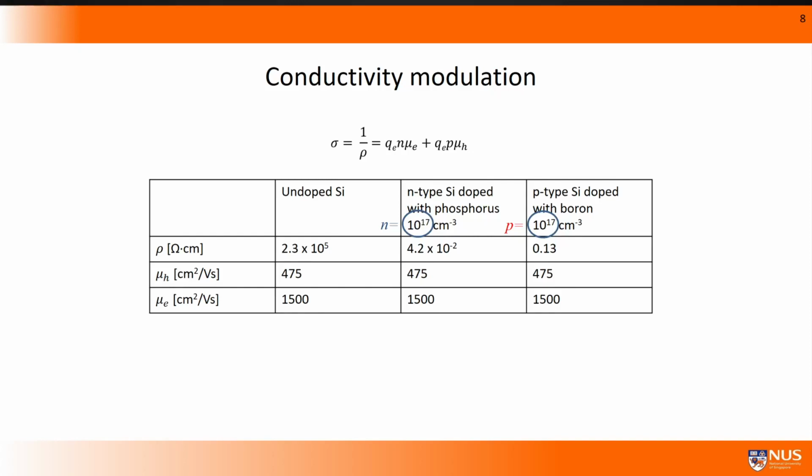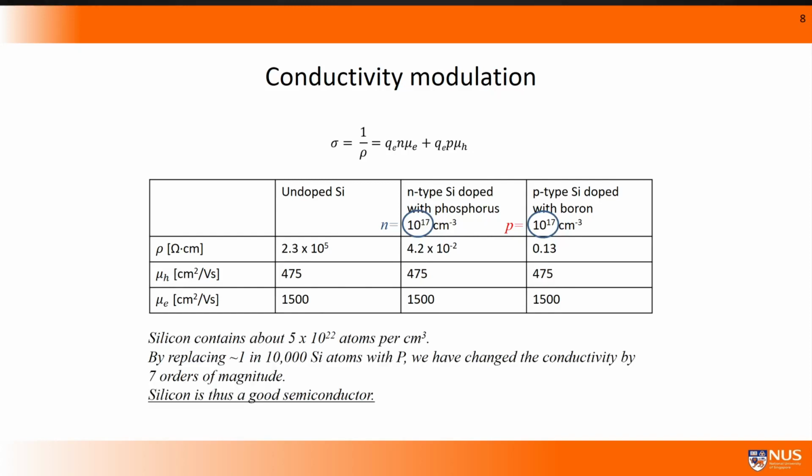Silicon without the phosphorus atoms had a resistivity of 10 to the power of 5 ohm centimeters. But when I added only 10 to the power 17 phosphorus atoms to the crystal, the resistivity dropped down to 0.042. In other words, I've changed the conductivity of the silicon by 7 orders of magnitude by just adding a tiny quantity of phosphorus. So that's the power of semiconductors. We can now modify or engineer the conductivity of a material, and we can do it in a way that doesn't really change any of the thermal properties. The lattice is still intact.